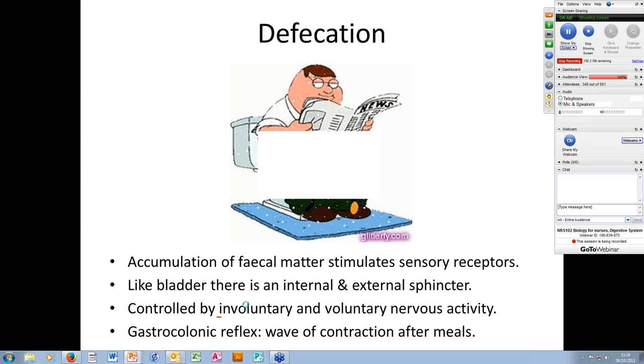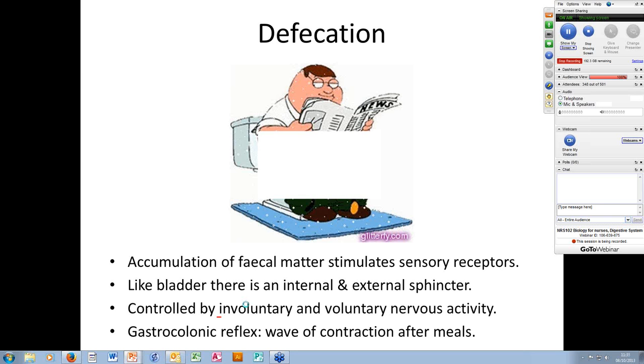The second part is voluntary, and that is what we learn when we do potty training. We learn the appropriate time to open that external sphincter. So that is a voluntary reaction. It's conditioned and learned.